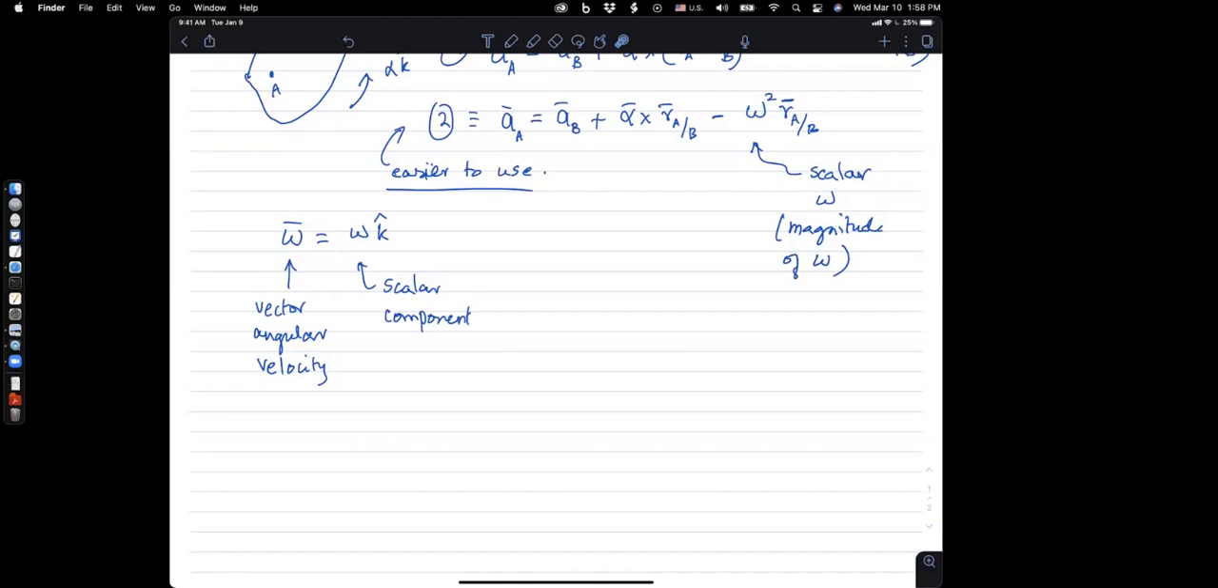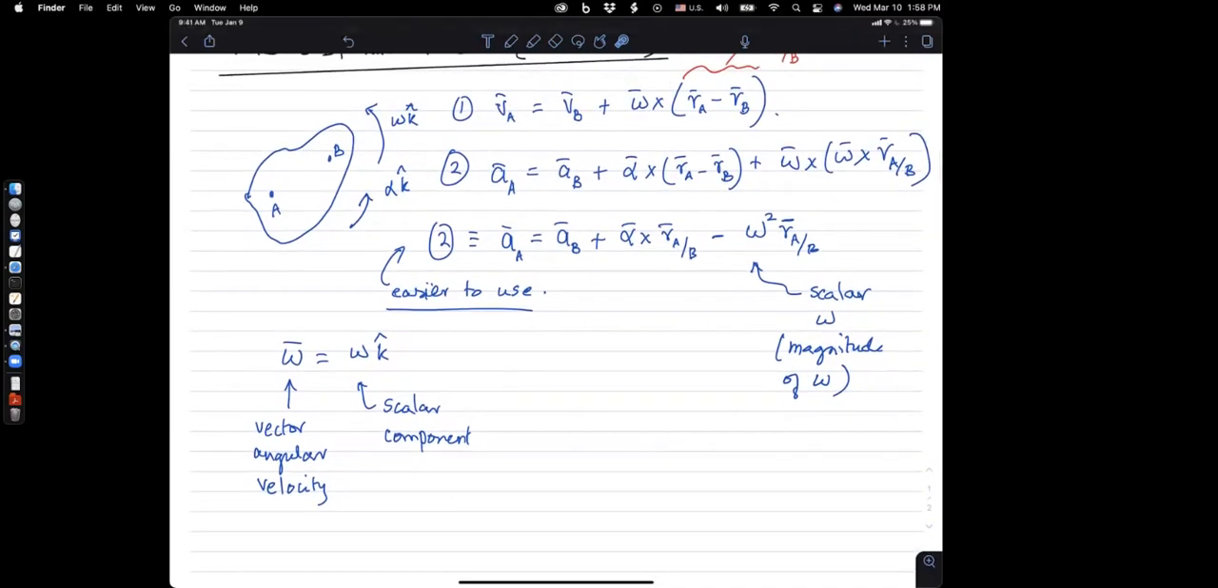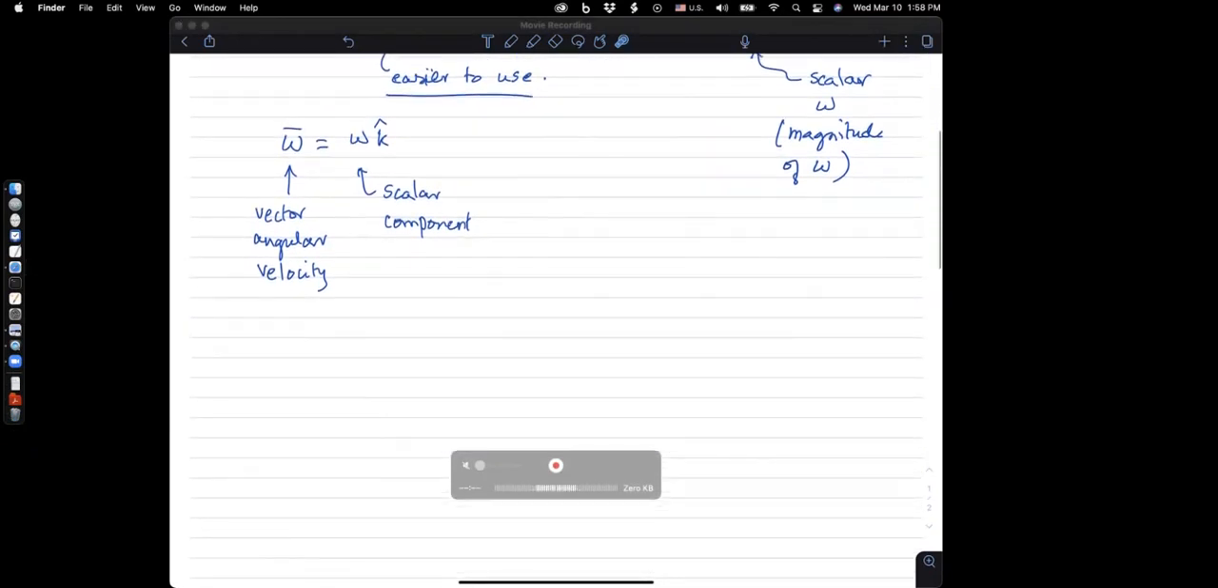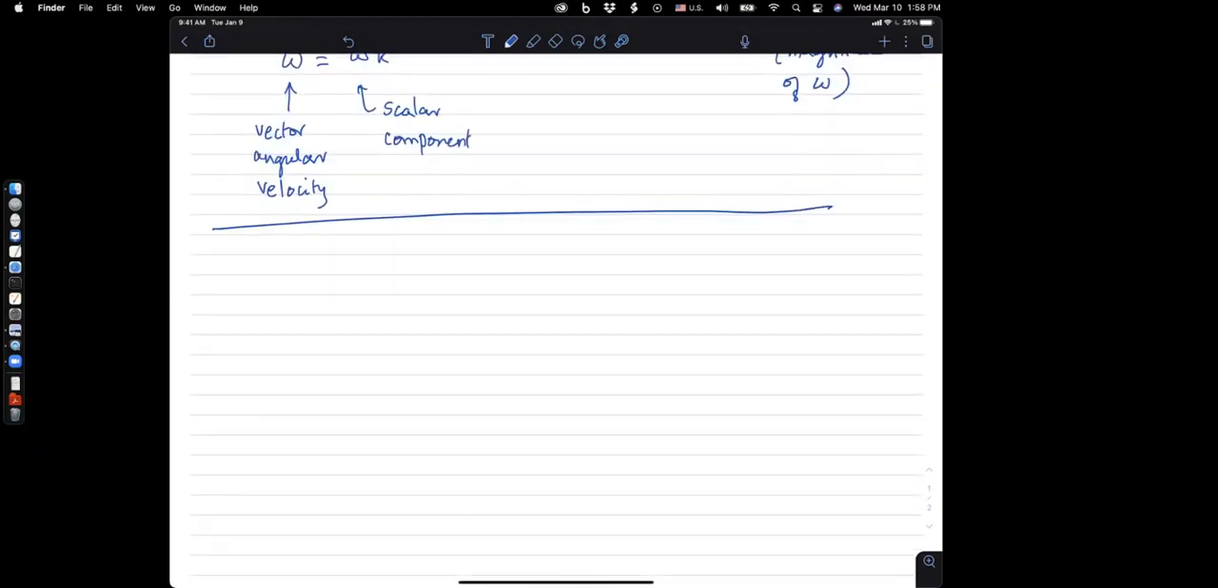Any other questions? Okay. So let me just do a problem that uses the acceleration formula. At the end of last lecture, we used the velocity formula. But let's just use the acceleration formula example.